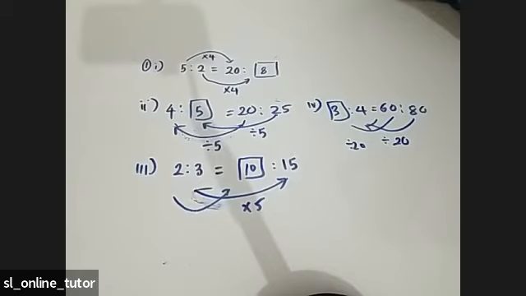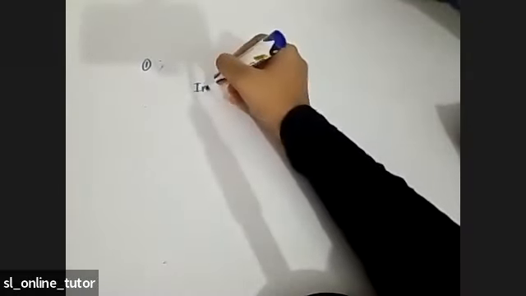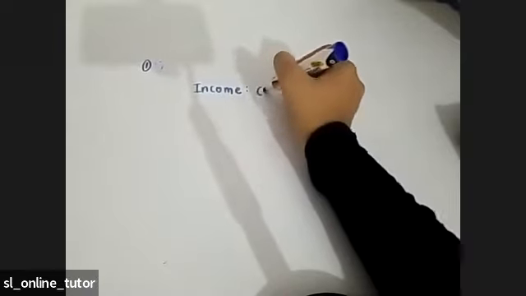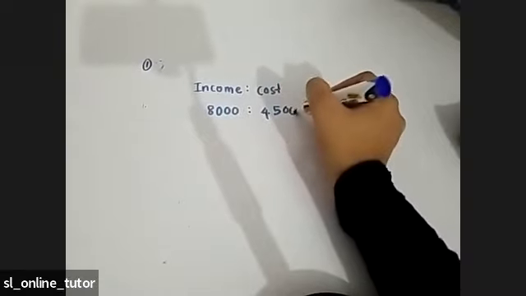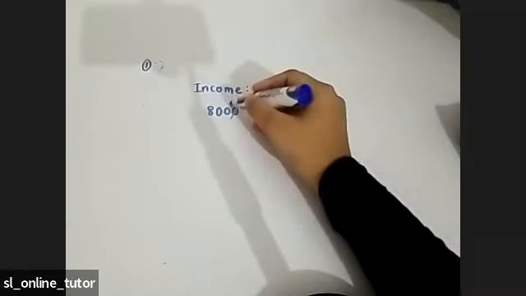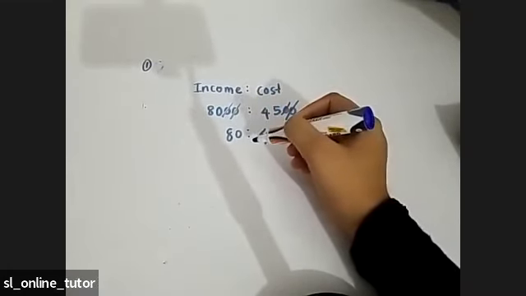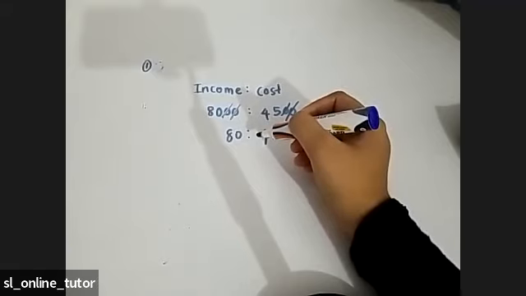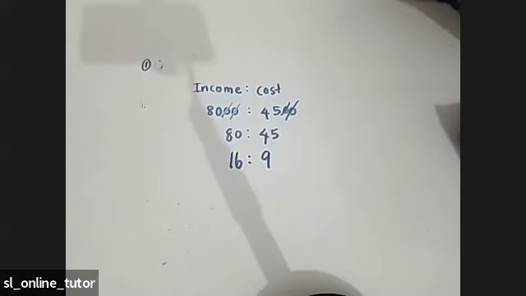16:9. Correct answer. So you should write like this, children. When you're writing a ratio, definitely you have to write down, okay, income is to cost. Income is 8,000, cost is 4,500. You can divide this to cancel the 0. 80 and 45 are divisible by 5 times table. You get what? 80 divided by 5? 16. 45 divided by 5? 9. Now do the third question alone. Read it alone and do it. Be careful, units are different.